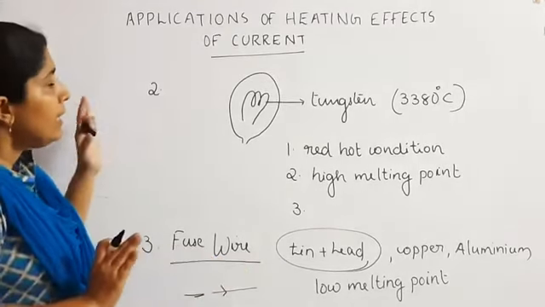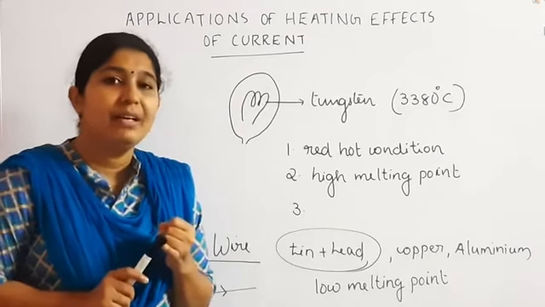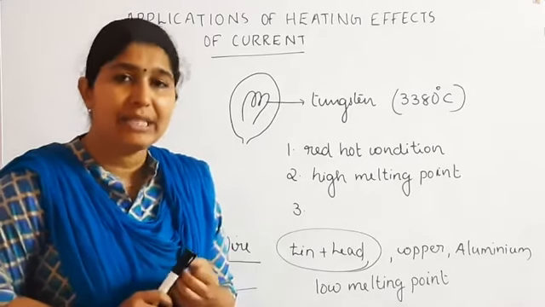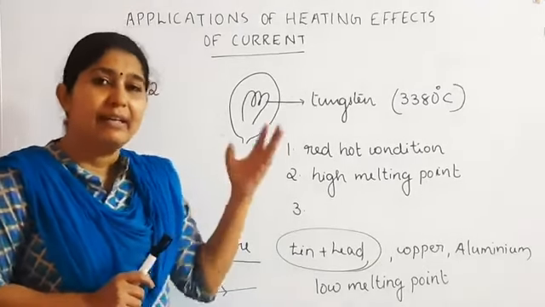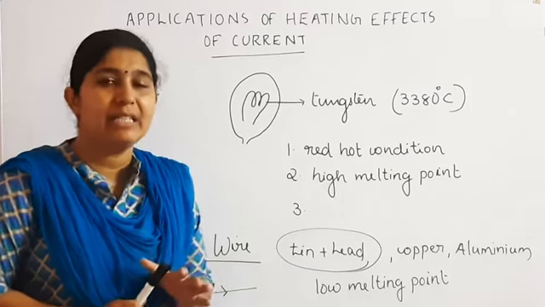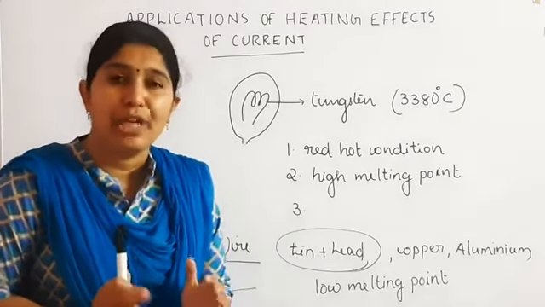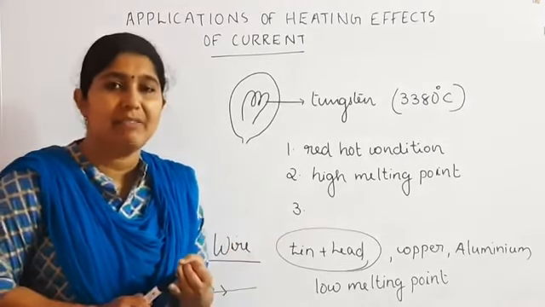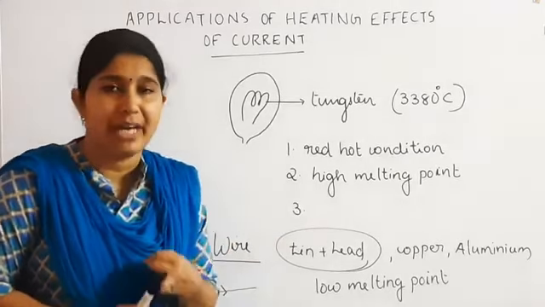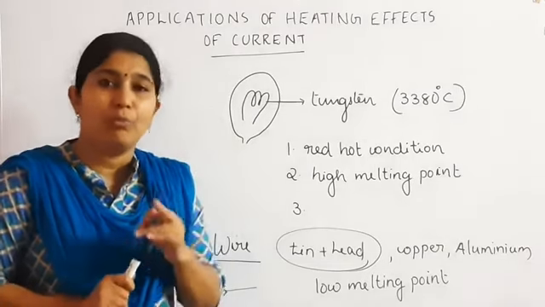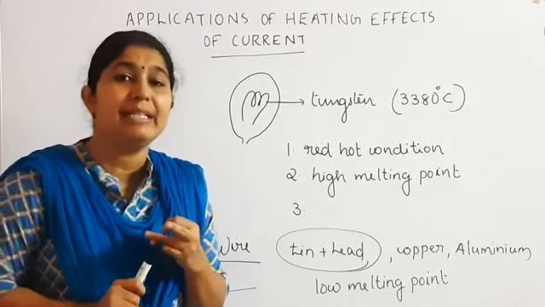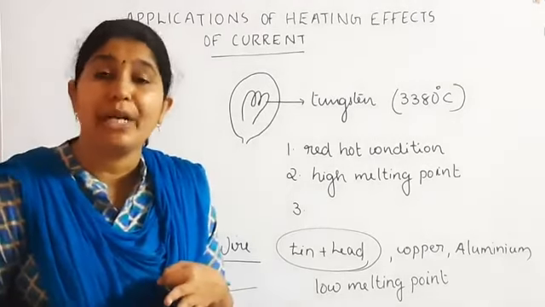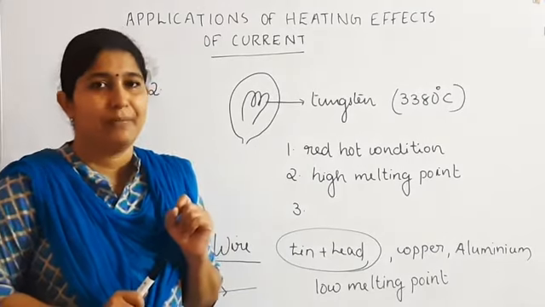The first ones are electric heater, electric kettle, electric iron box, etc. The coil of those devices is made up of nichrome wire. It's an alloy. That material has high resistivity and also a high melting point. And one more peculiarity is that it remains in its red hot condition for a long time but does not undergo any oxidation.